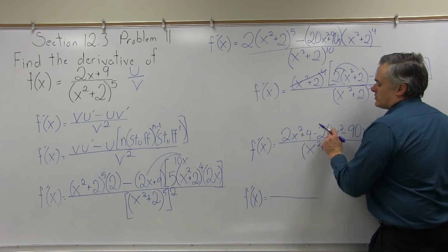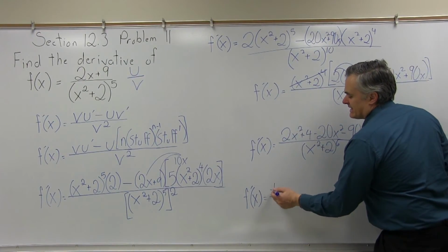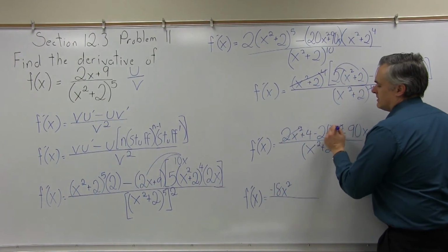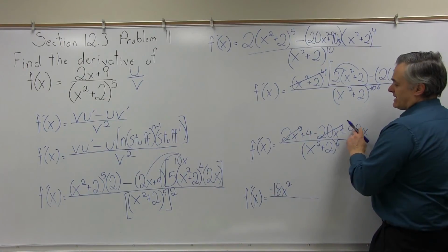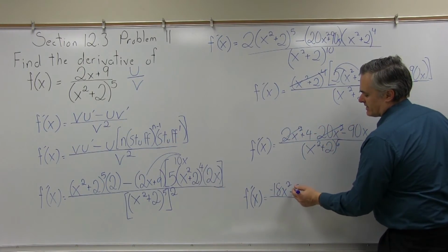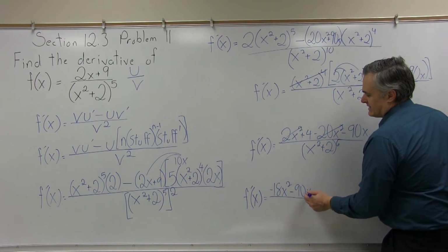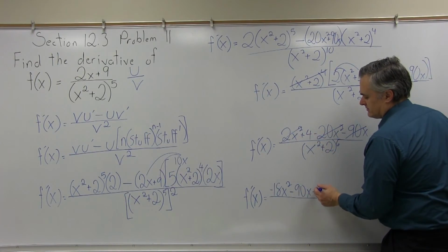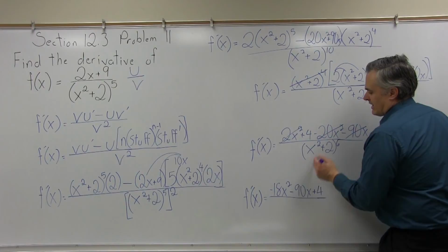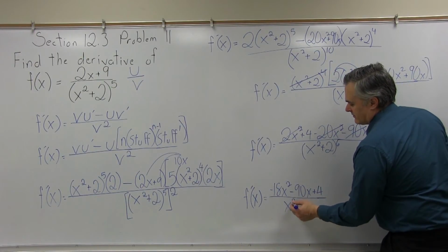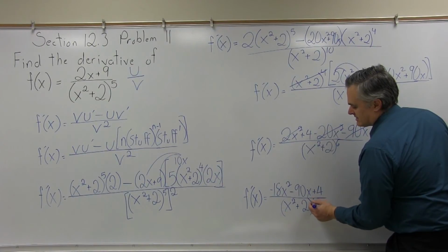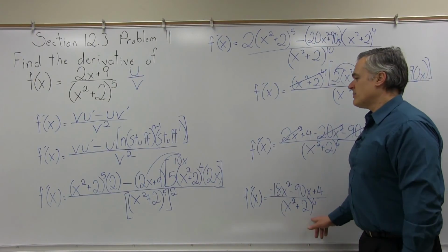So positive 2x squared, negative 20x squared is negative 18x squared. And then minus 90x, so no other x's to combine with that. Minus 90x, and then plus 4. And then in the denominator, (x squared plus 2) to the 6th power. So you can clean it up quite a bit.